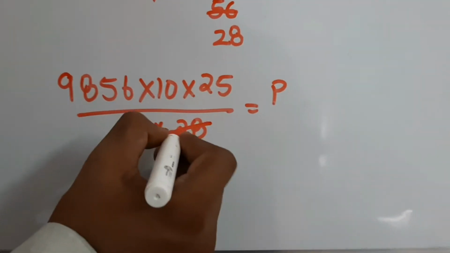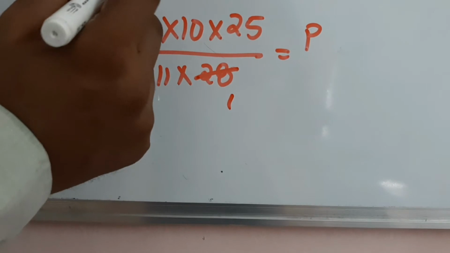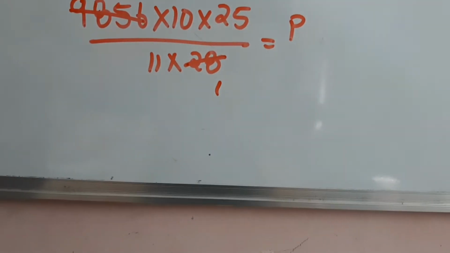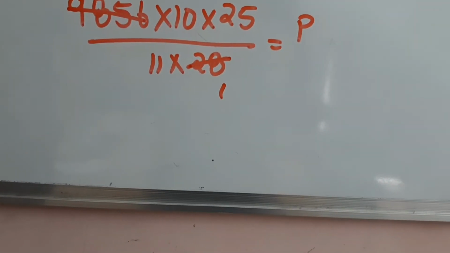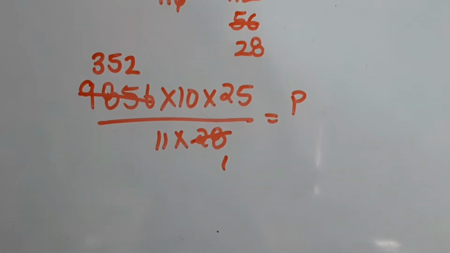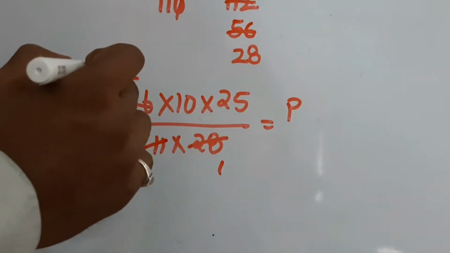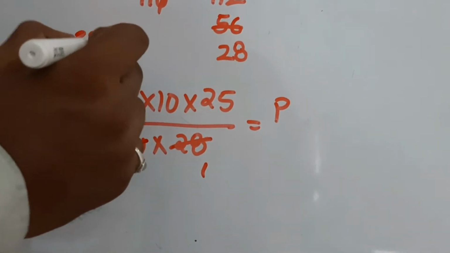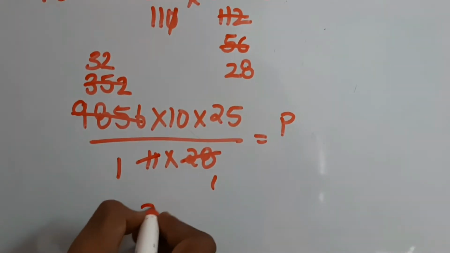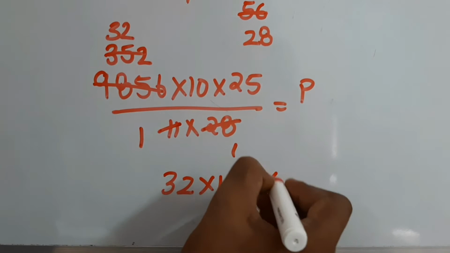Now 28 ones are 28, 28 into 352 gives 9856. Now 11 ones are 11, 11 into 32 gives 352. So what is left, students? 32 into 10 into 25 is equal to P.